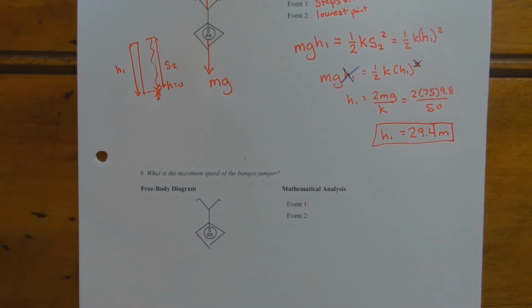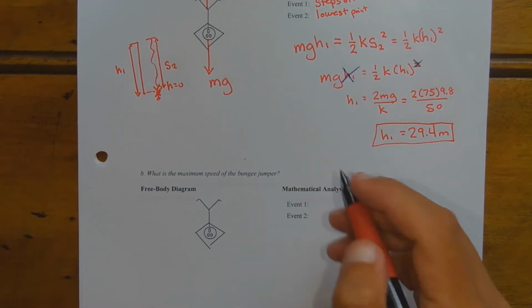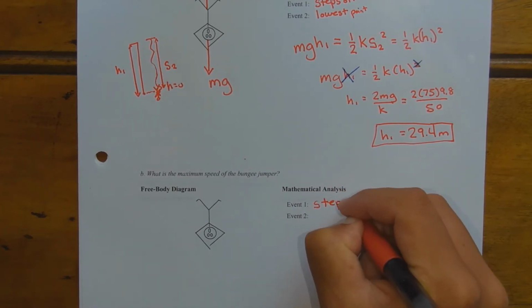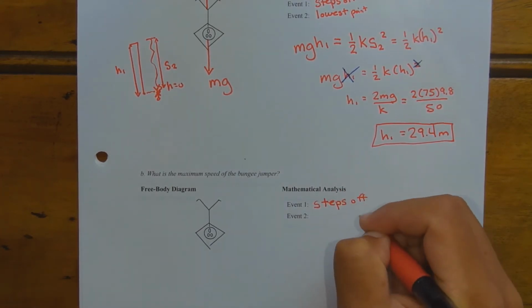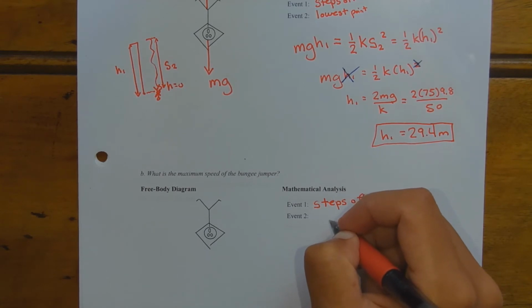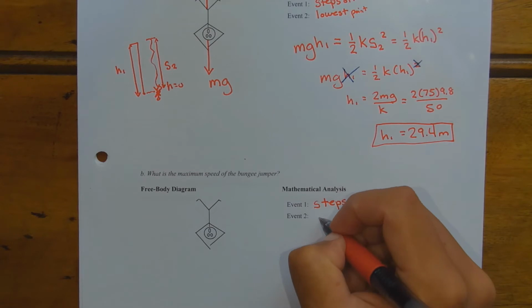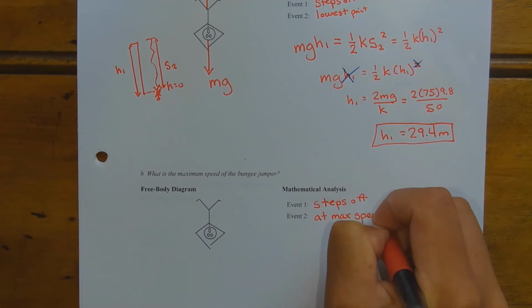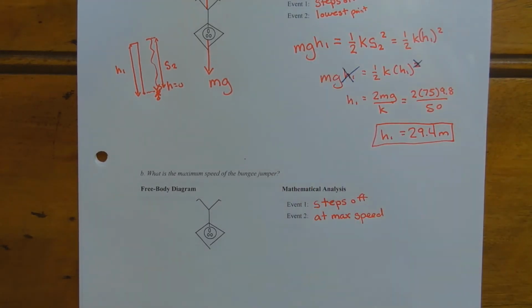In part B, I want to know the maximum speed of the bungee cord. Event 1 is going to be the moment that the jumper steps off the platform. Event 2 for part B is not the same as event 2 for part A. Event 2 in part B is going to be at the maximum speed. At the lowest point, the speed was equal to 0.